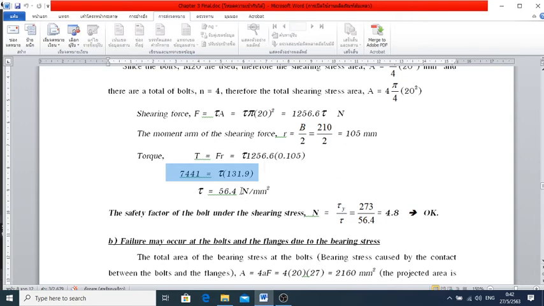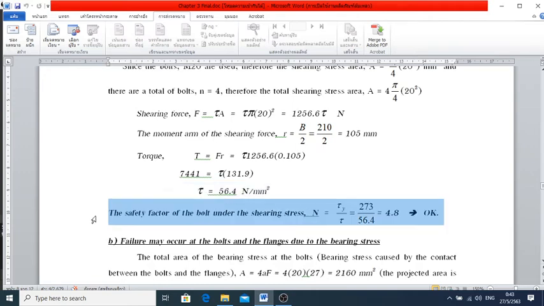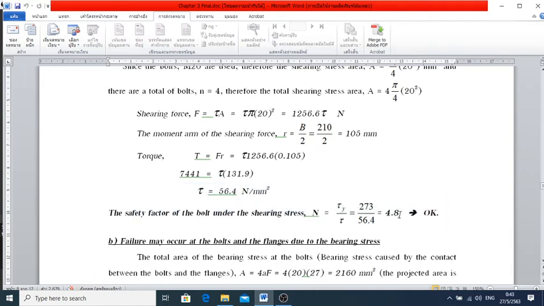So after I induce the torque of 7,000 something there, it means I experience the tau term in each bolt of 56.4. I check, it's not going to be damaged. The safety factor is 4.8, so everything turns out to be alright then.